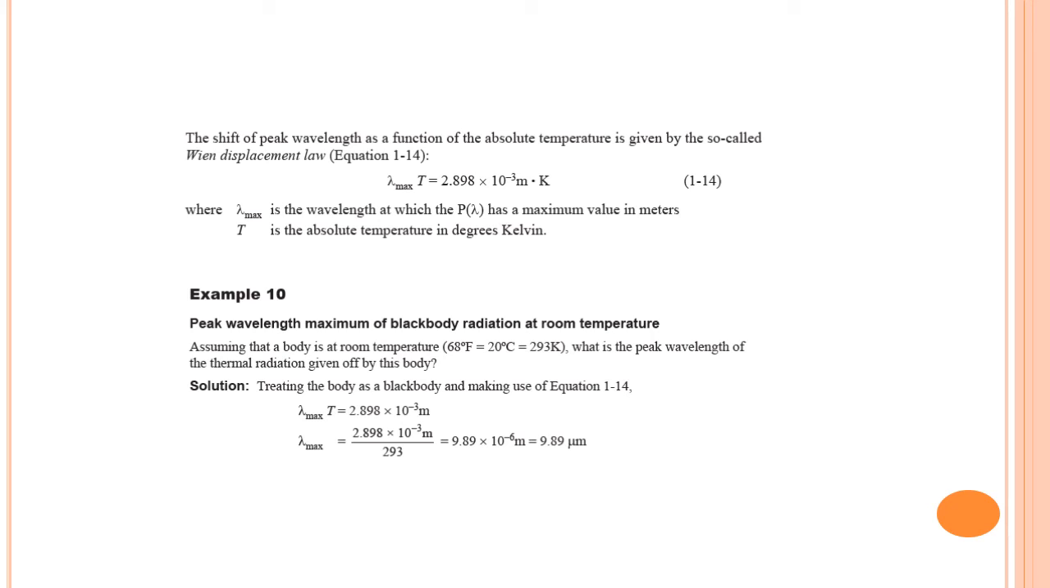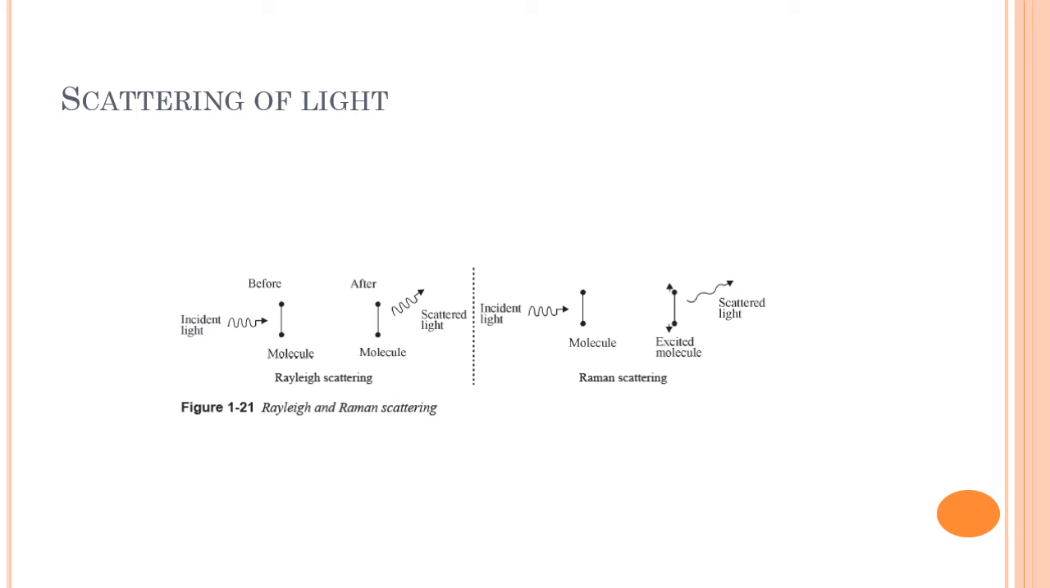Again, it's an example of what happens with the temperature. The next slide shows the scattering of light. Scattering of light is redirecting light, and that's caused by it interacting with other matter. The scattered light is going to have either the same or a longer wavelength compared to the incident radiation, and it may have a different polarization.